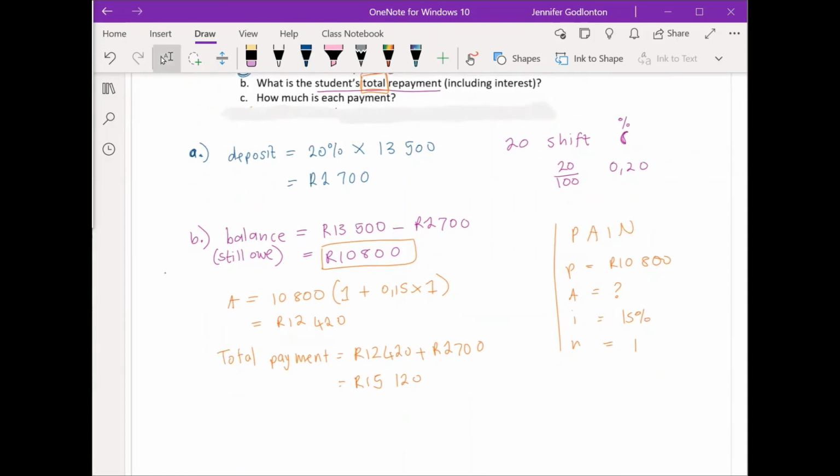Okay. So if I'm wanting to know how much he has to pay each month, it's going to be 10,800 Rand, but he's paying it off over 12 months. And we can just chuck that into our calculator like that. And our student is going to have to pay 900 Rand per month.